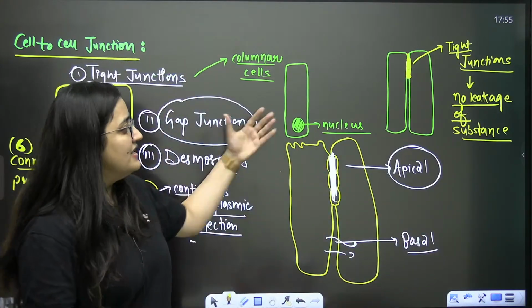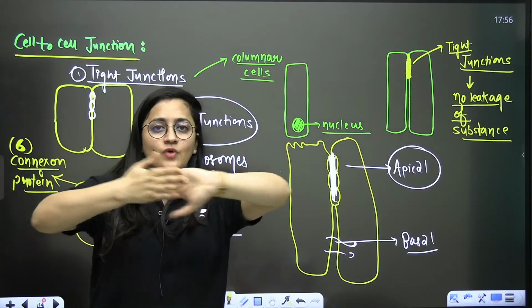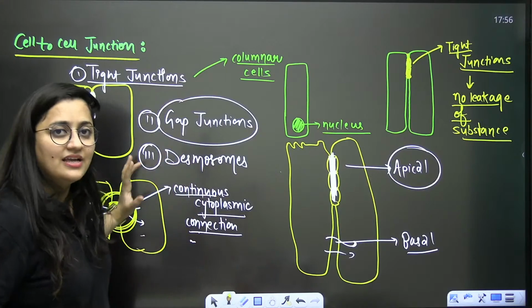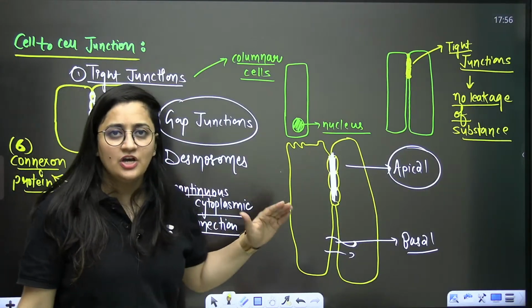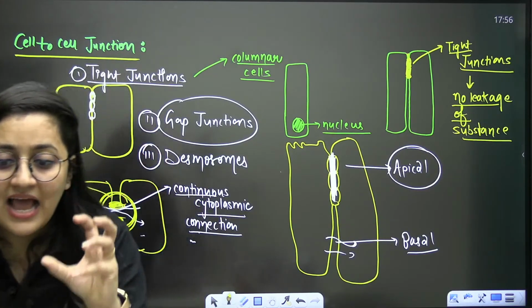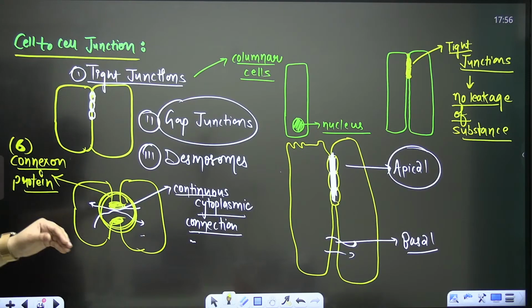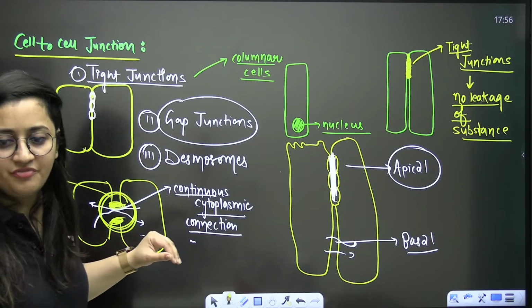So the tight junction avoids the leakage. It acts like a cementing junction, joining two cells but avoiding leakage. The gap junction is the continuous cytoplasmic junction by which things get exchanged. In the animal cell, this is what you are going to see, gap junctions. You are confusing two different things.